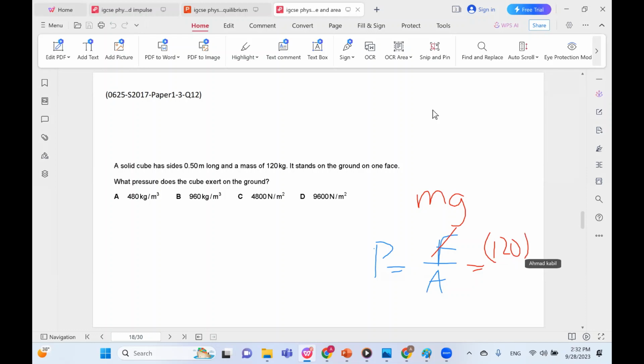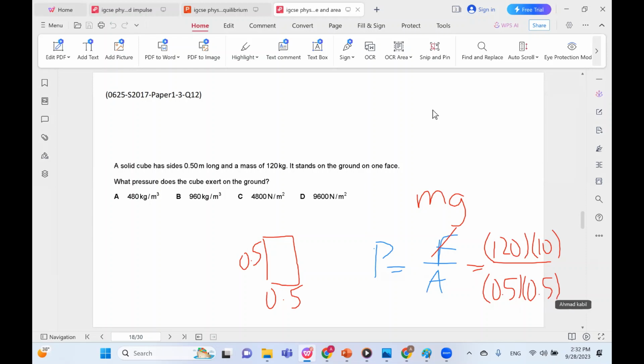120 times 10. And the area here is the area of one face of the cube, which has a side of 0.5. So this is 0.5 and this is 0.5. So we are dividing by 0.5 times 0.5. And if we do this on the calculator, we get C as the correct answer.